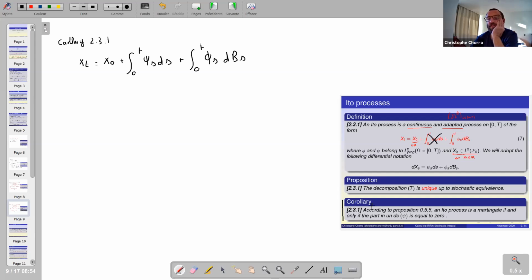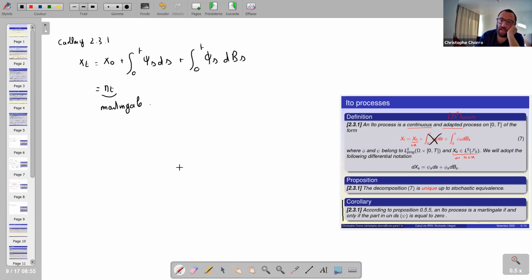So one part is obvious, because if I don't have this part, what is my Ito process? It's just a constant plus a stochastic integral, and I know that a stochastic integral is a martingale from what I have done during the previous session. So if I don't have the part in dt, then I am a martingale, a square integrable martingale. So what happens if I suppose this one to be a martingale? So let's write it as M_t, where this one is a martingale, continuous and square integrable.